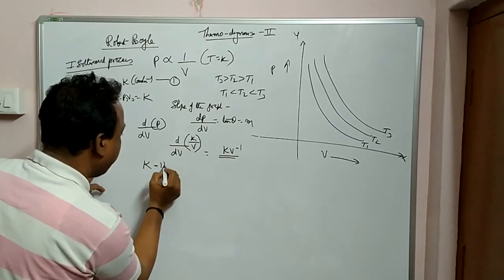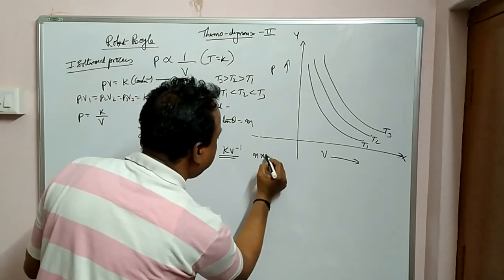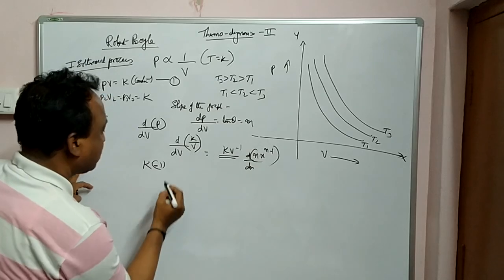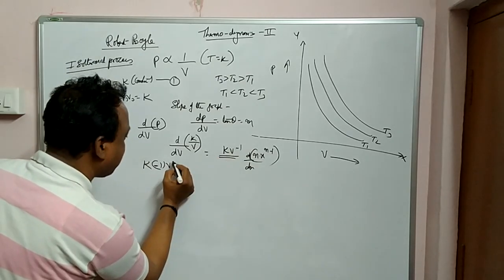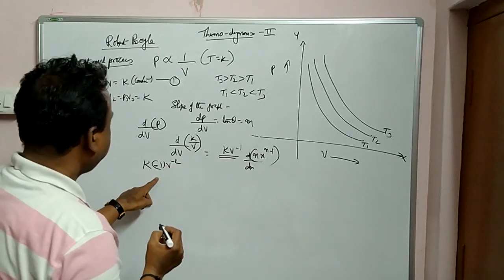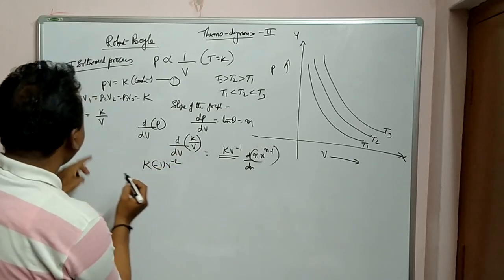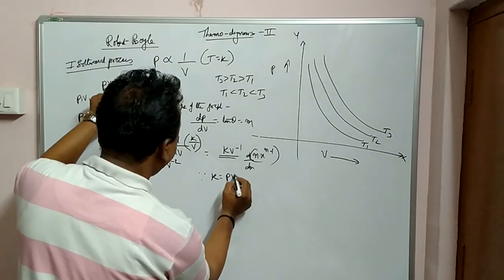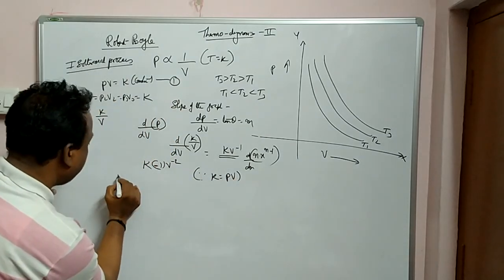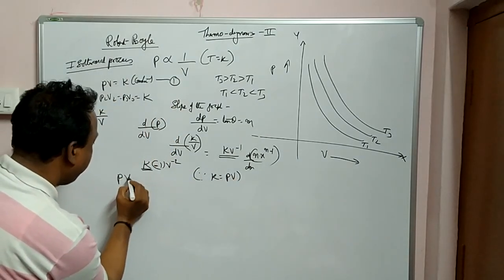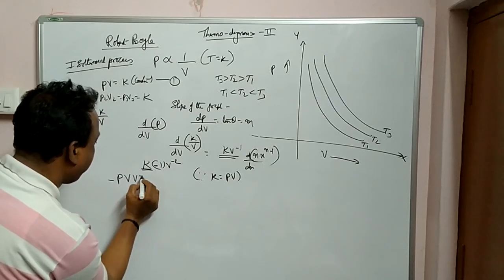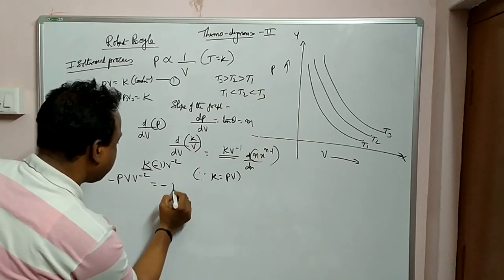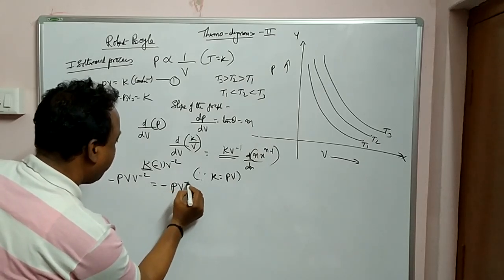ఎంత అవుతుంది? The derivative formula is d by dx of x power n is n into x power n minus 1. So V power minus 1 gives minus 1 into V power minus 2. So this is d by dV. But what is K actually? Since K is PV, put the value here: PV, minus I'll take outside, V power minus 2. V power 1 into V power minus 2, ఎంత అవుతుంది? Minus P V power minus 1.